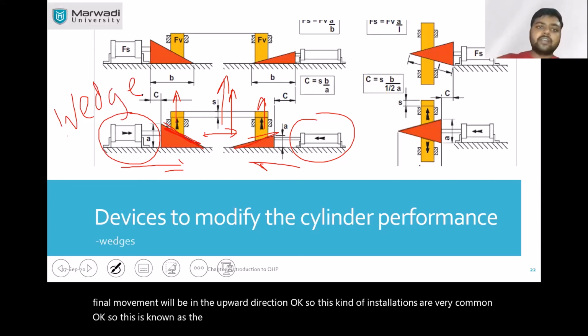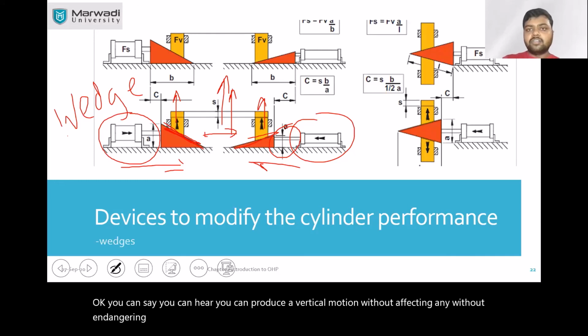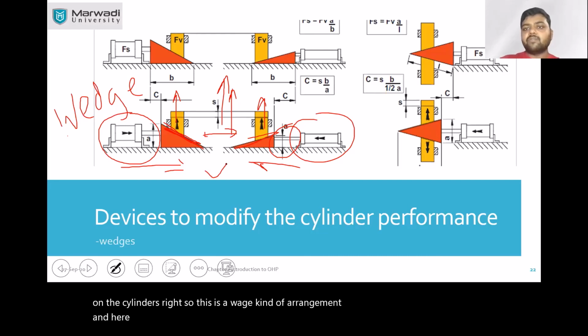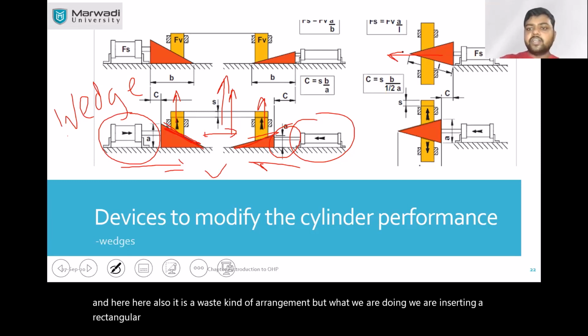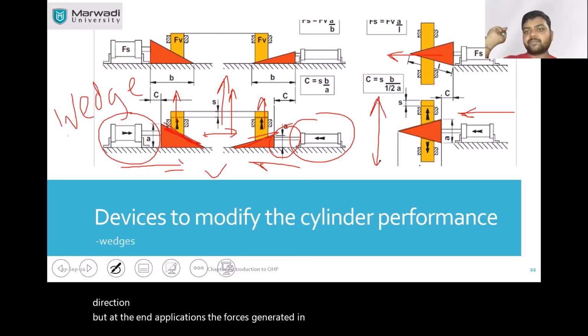Okay, you can produce a vertical motion without endangering any of the sealing on the cylinders, right? So this is a wedge kind of arrangement, and here also it is a wedge kind of arrangement. But what we are doing is inserting a rectangular wedge between the 2 surfaces. Here you see the cylinder is producing force in this direction, but at the end application the force is generated in the exactly perpendicular direction, right?